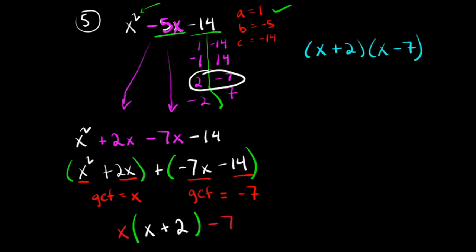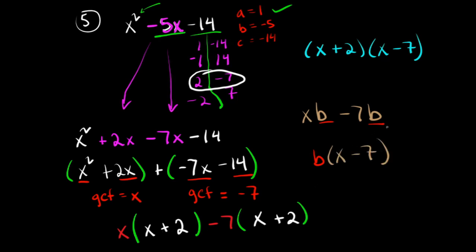Okay, so just as a brief aside here, this isn't part of the problem, but if I had the expression x times b minus 7 times b, where b is just some variable, my greatest common factor is going to be the variable b. So I can just take that out, and I get an x minus 7 left over. So we can do the exact same thing here.